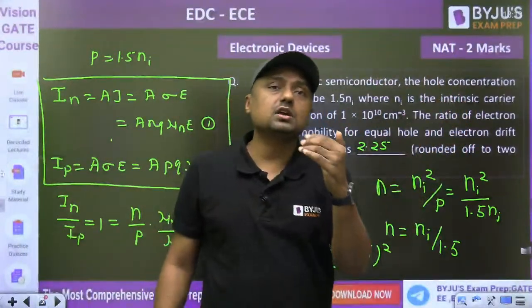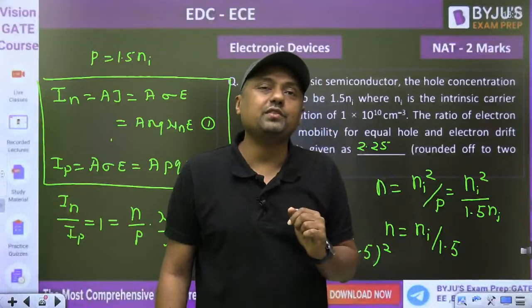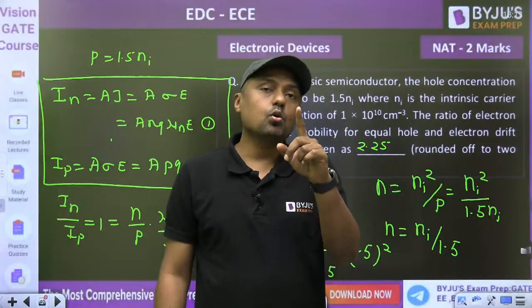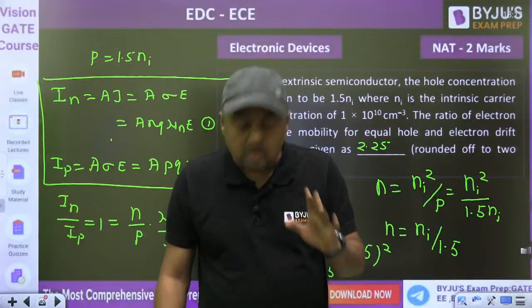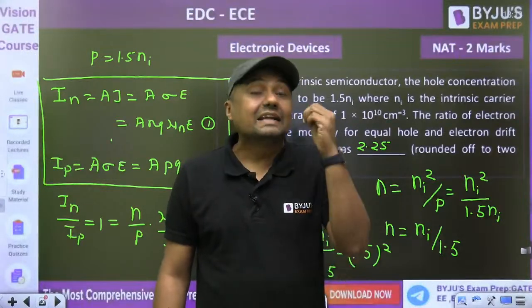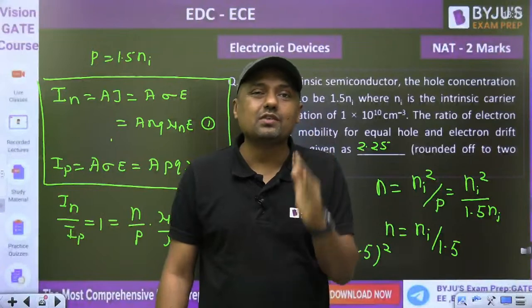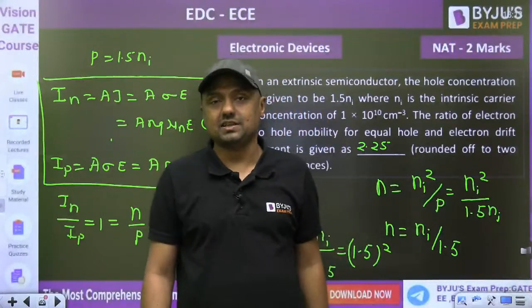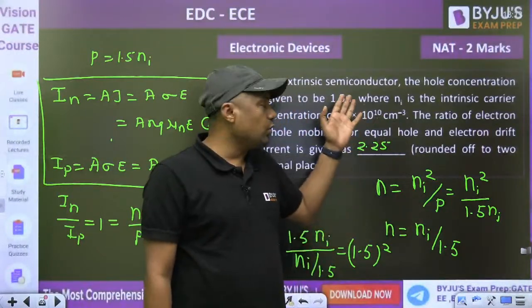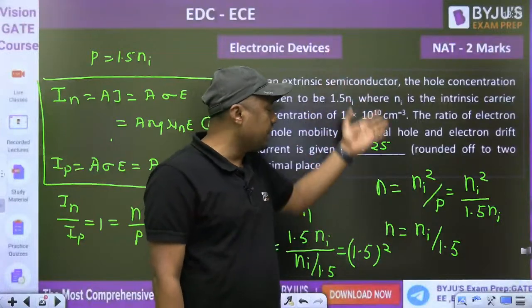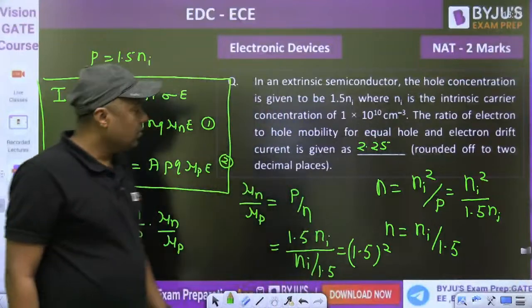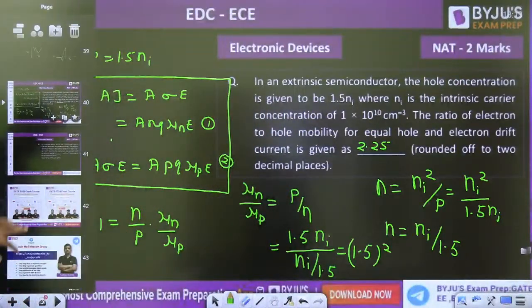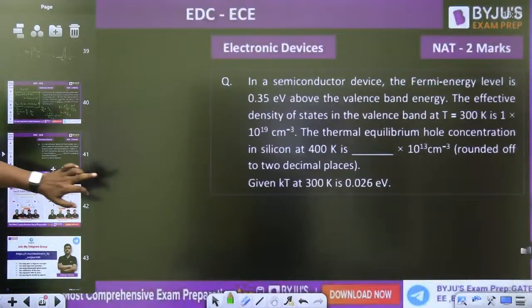Someone asked, sir, can I leave the electronic devices and circuits? No need to leave. Get command over the 60 to 70% easy portion of EDC. Suppose you leave EDC and you get a very, very simple question, then you are going to lose 2 marks. So first of all, get command over the 70% easy portion of EDC, guys.